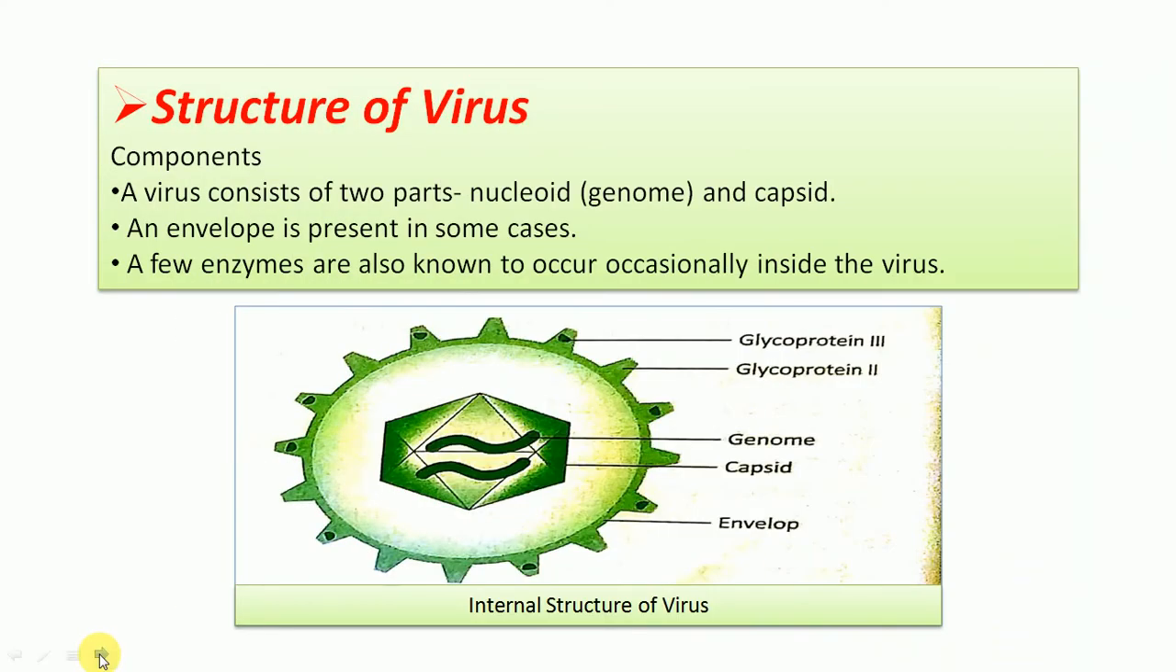So virus basically has two parts, okay? The nucleoid, that is the genetic part, the genome, the genetic material, and the outer part, that is the capsid, the outer capsid. In some cases, it also has an outer envelope surrounding it, okay? Another thing, these viruses contain certain enzymes inside them, and the main function of these enzymes is to help the virus invade the host cell.